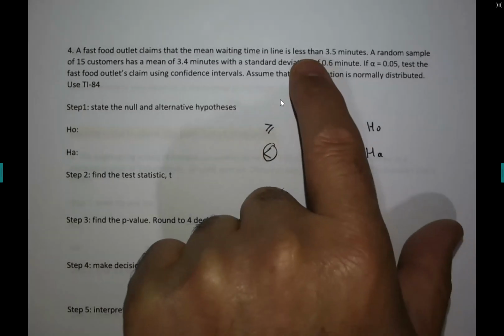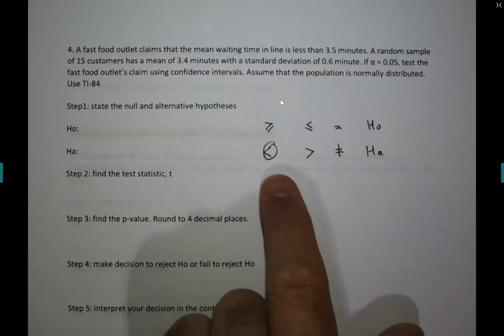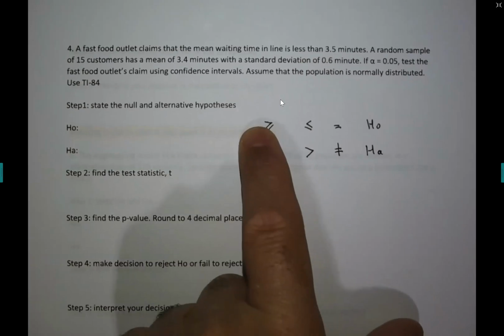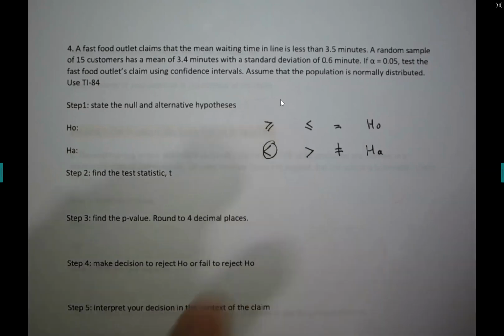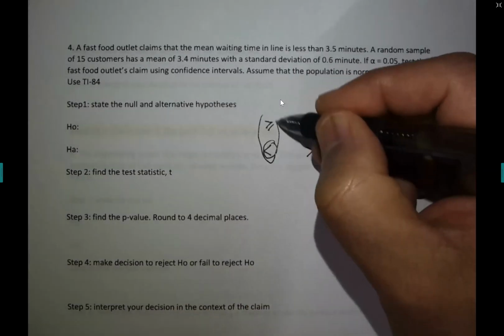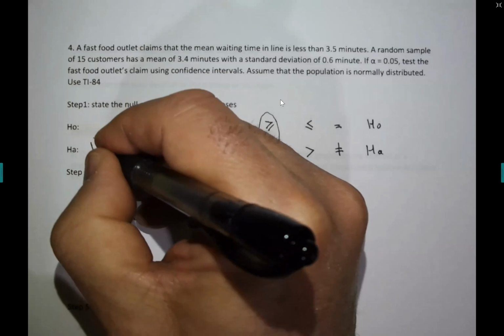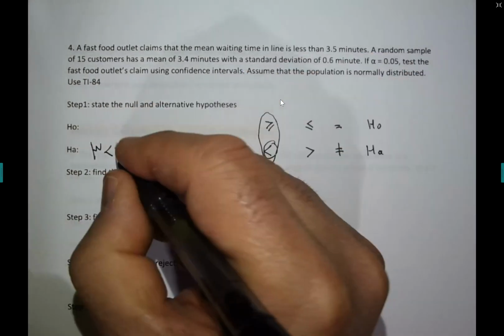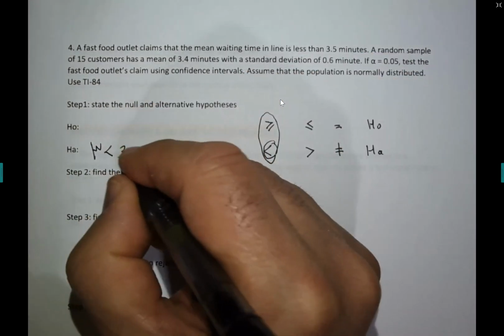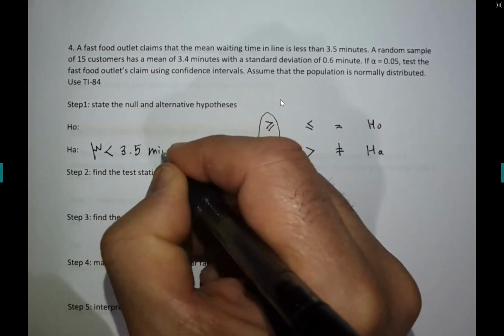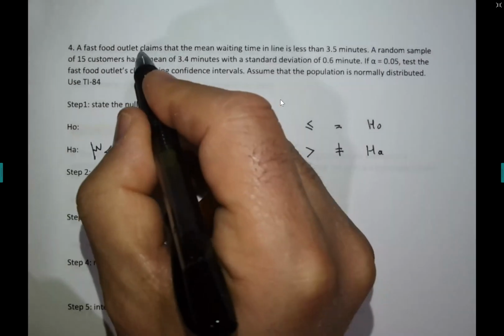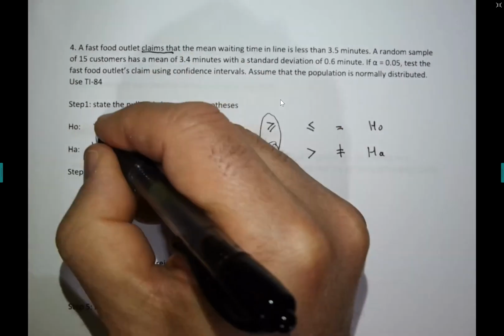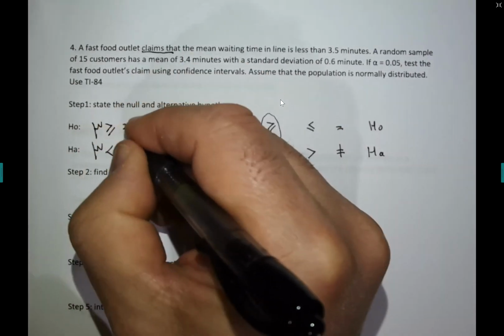And then I read what he says. He says less than 3.5 minutes, so that means this one, and then your null hypothesis will be the complement of it right here. So that's your set right here. So mean, it's all about the mean, no proportion yet. That's the claim, guys. You tell me, how do I know? Look, it says it claims that. And then the other one will be greater than or equal to 3.5.